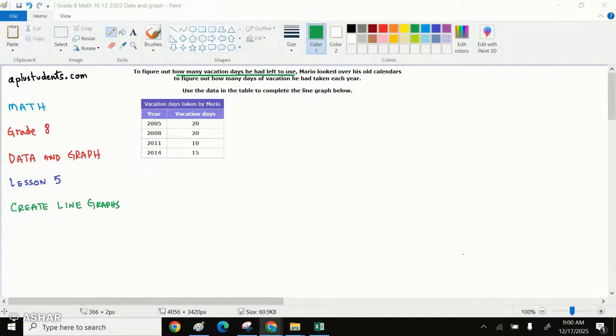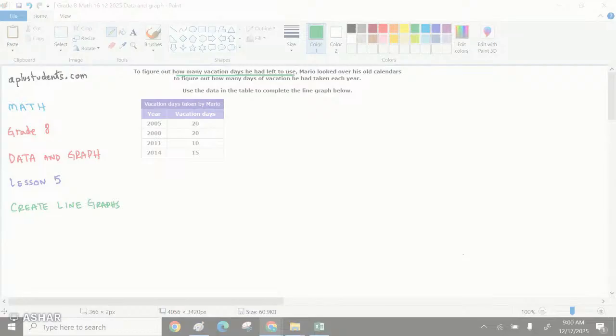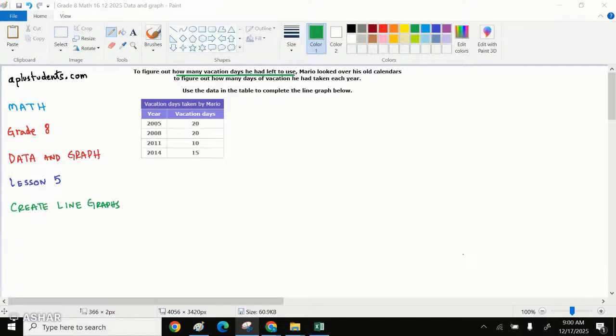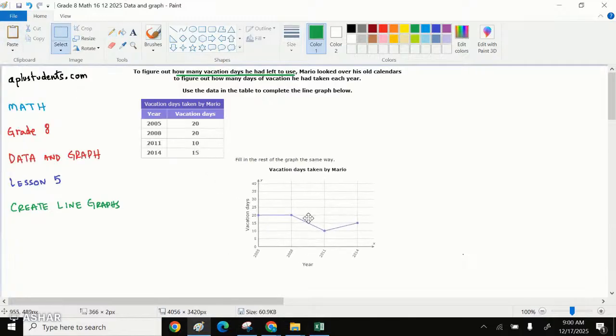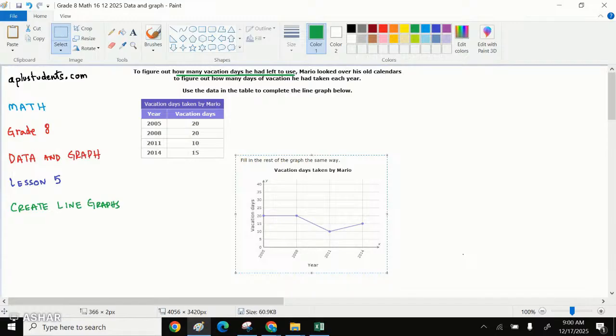So what we need to do is fill in the graph. There's a graph given to us. A copy of the graph is given to us. Let's paste the graph. Fill in the rest of the graph the same way. So what exactly is happening over here is, in the year 2005, he took 20 vacation days. In the year 2008, he took another 20 days.